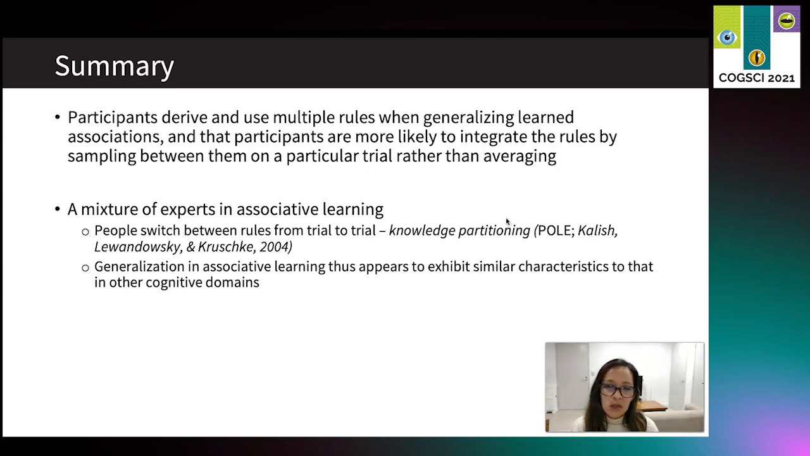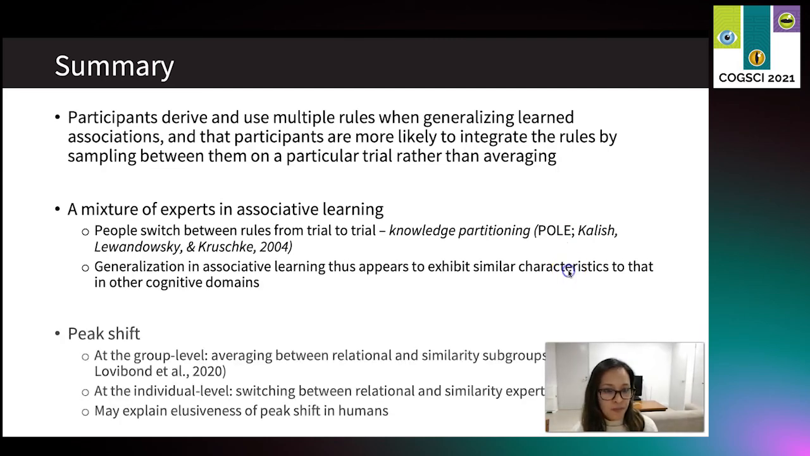This is similar to the concept of knowledge partitioning, which arises when participants represent distinct parcels of knowledge and sample between them in their inductive inferences. And our model is conceptually similar to the POL model, which describes how people perform in function learning tasks. So it appears that generalization in associative learning exhibits similar characteristics to that in other cognitive domains. Things like sampling effects appear to be relevant to associative learning as well.